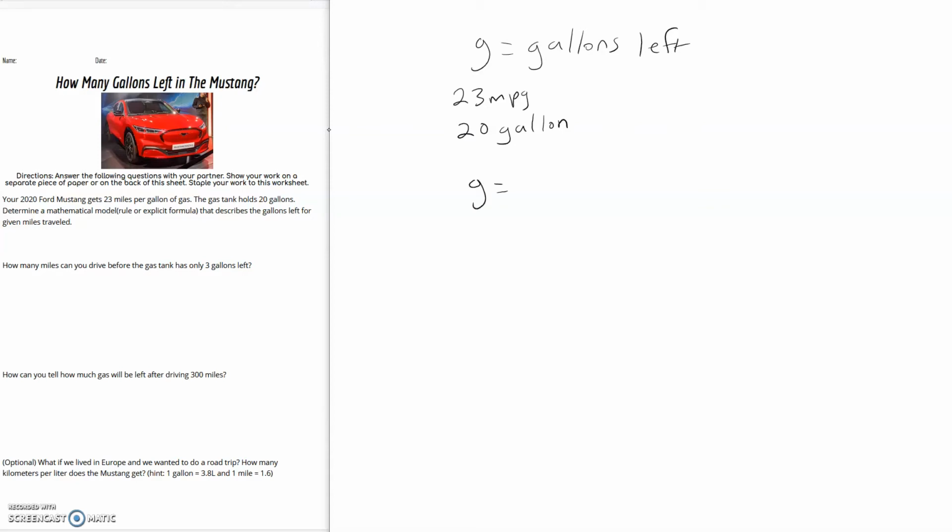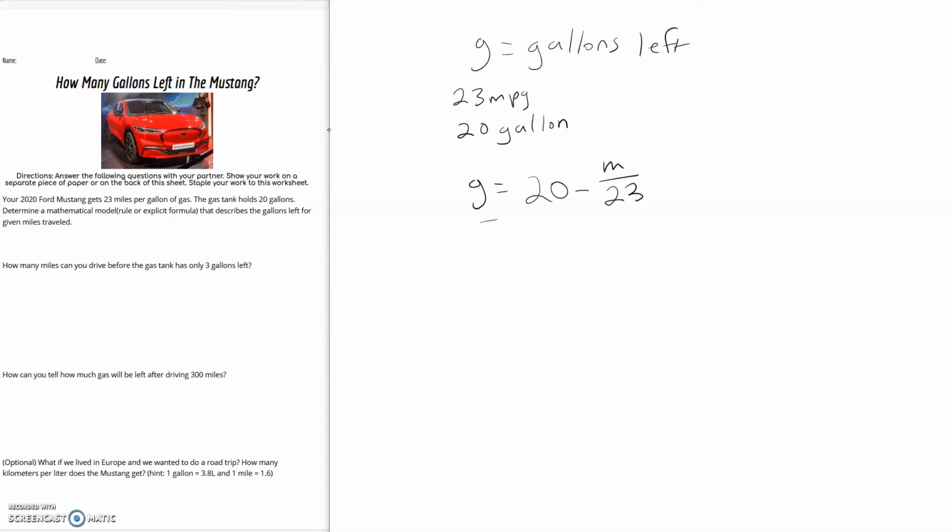So we want to try to find G, or gallons left. We know that there's 20 gallons total, and we want to subtract that by how many gallons we've used. Now to find the gallons we've used, we're going to need to know how many miles we've already driven and divide that by our miles per gallon. And that'll give us how many gallons that we've used, which we can then subtract from the total gallons we have, and we'll get our gallons left. So we've established a model.